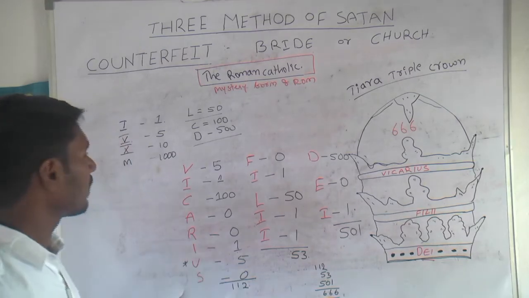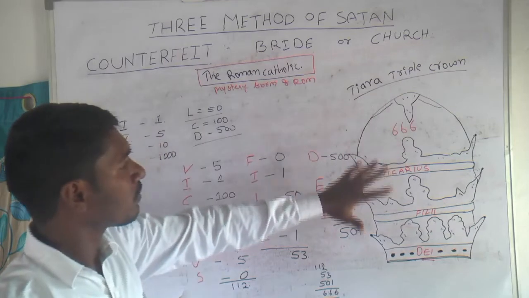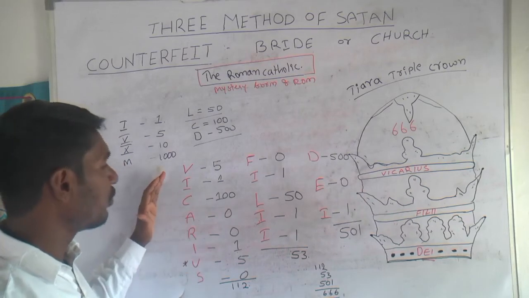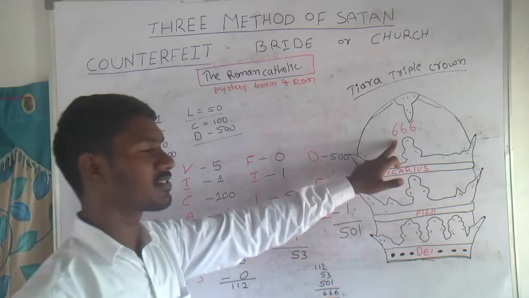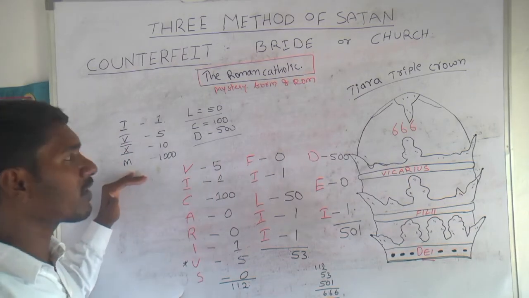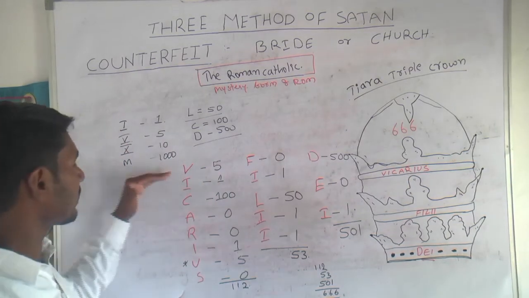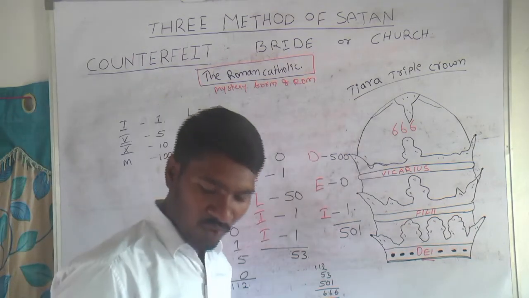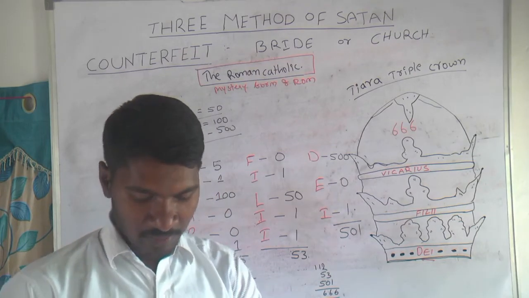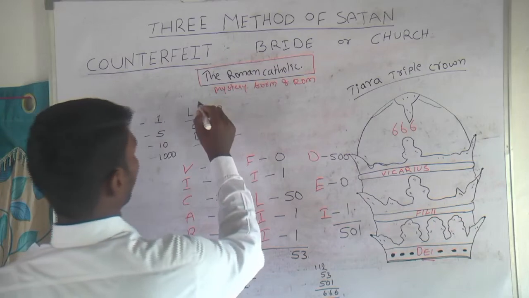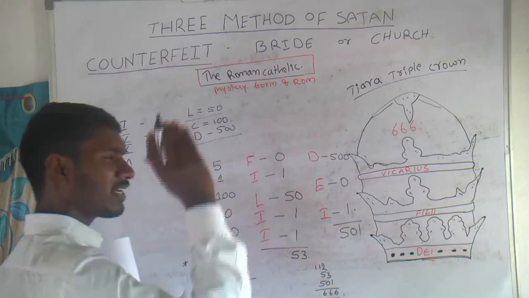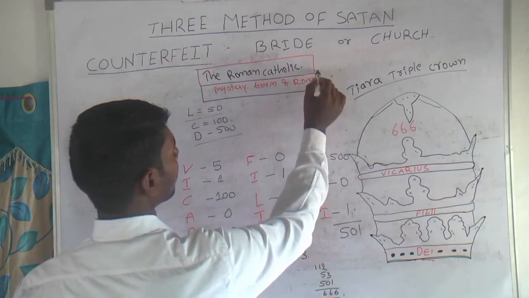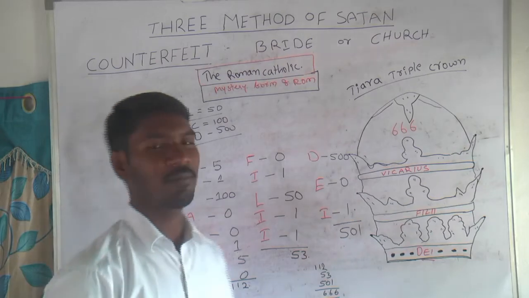Did you understand what I wrote? On the triple crown, one name is there. In Latin, when we calculate it numerically, it will come 666. So when we count this name as Roman counting, it will come 666. Why are they doing this? This is what they do, what they did and what they are doing. They do it in mystery form.